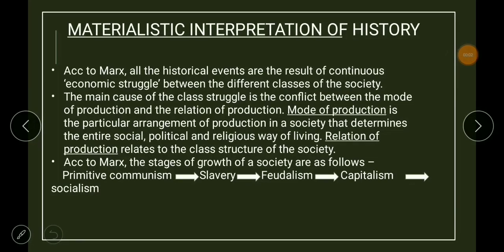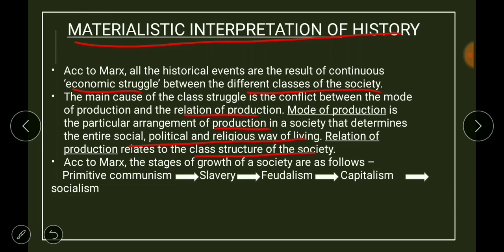In addition to providing a critical examination of the capitalist process of development, Marx also provided a materialistic interpretation of history. According to Marx, all historical events are the result of continuous economic struggle between the different classes of the society. The main cause of the class struggle is the conflict between the mode of production and the relation of production. Mode of production is a particular arrangement of production in a society that determines the entire social, political, and religious way of living, whereas the relation of production relates to the class structure of the society.